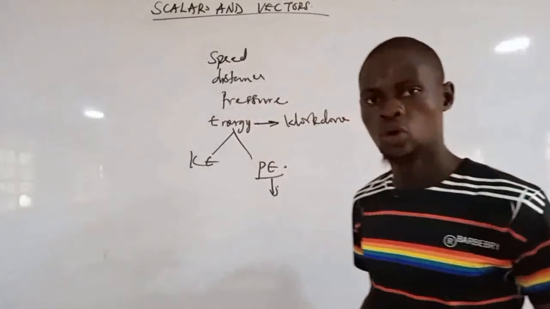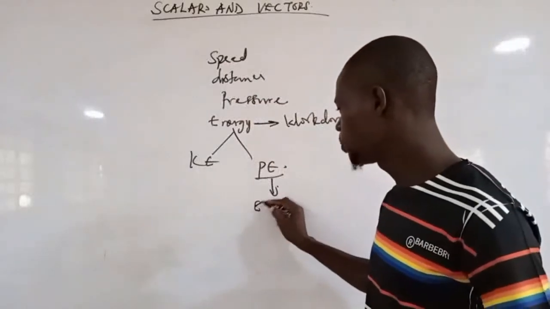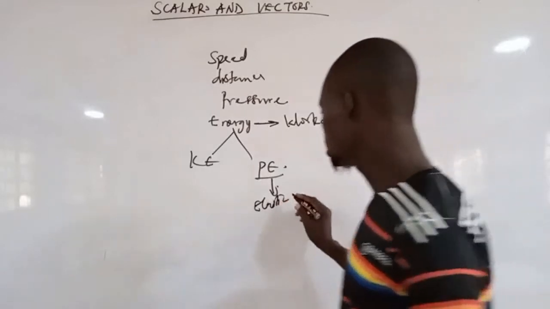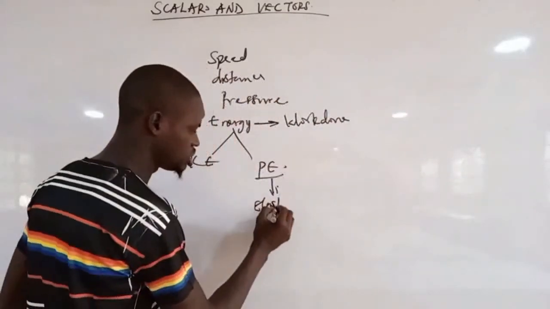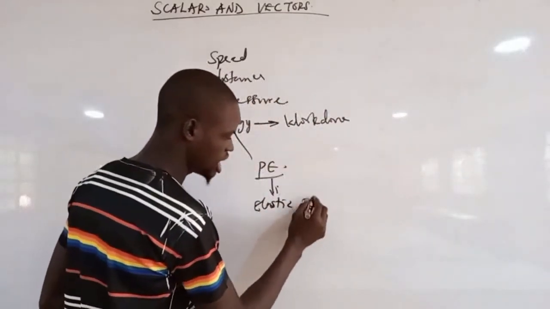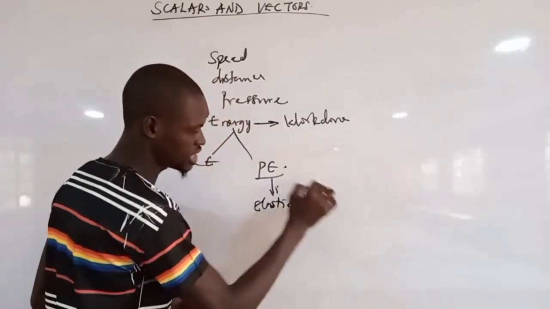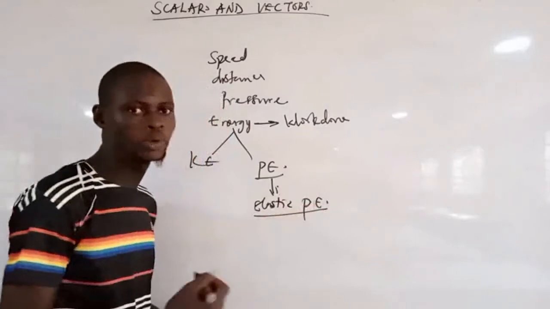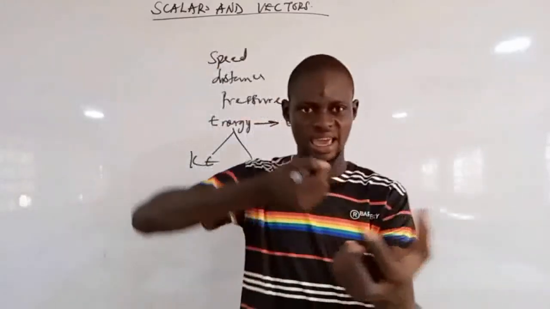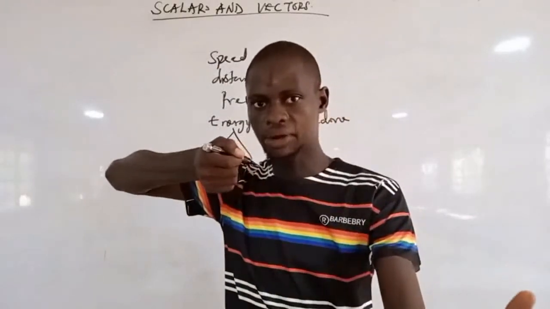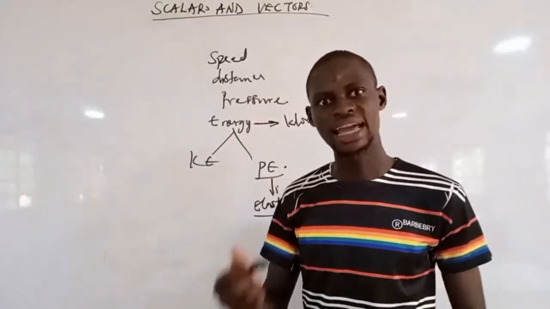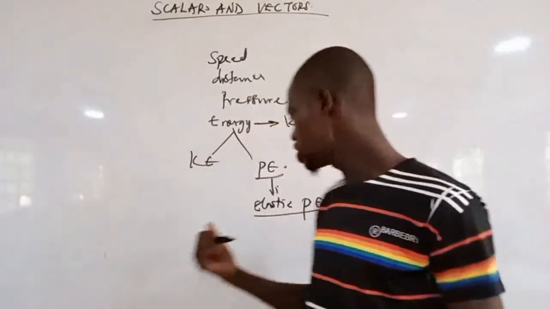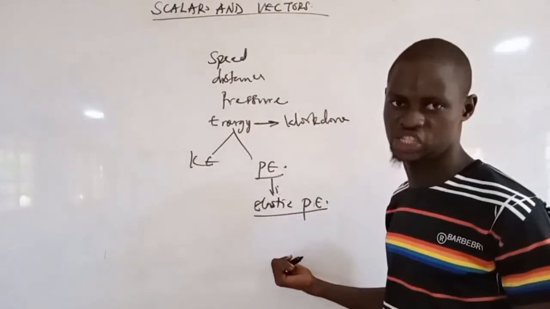For example, we might have elastic potential energy. Elastic potential energy, which is let me abbreviate as PE. This is the energy possessed by a spring, or let's say a rubber, an elastic spring. The energy that is possessed by an elastic spring is known as elastic potential energy.